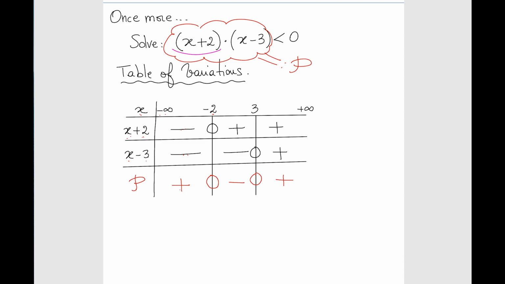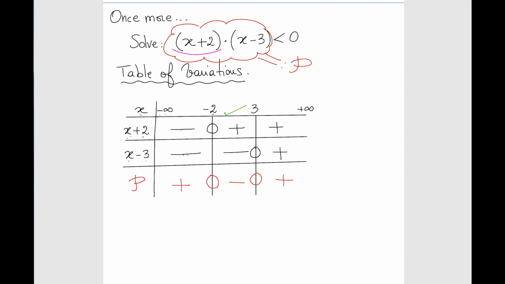And finally, let's respond to the question. The question again is, I want to know when this P is negative. Well, just look at the last row at this point. I want to know when P is negative. It's right there. This is where it's negative. And this happens when x is between minus 2 and 3. So this is where it happens.